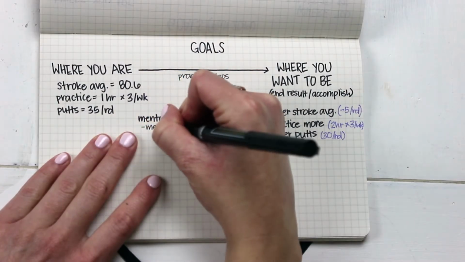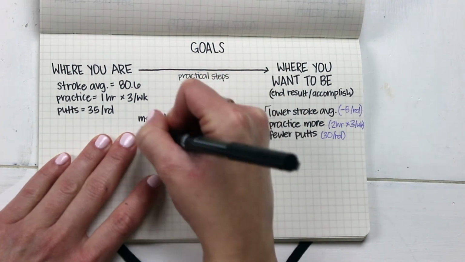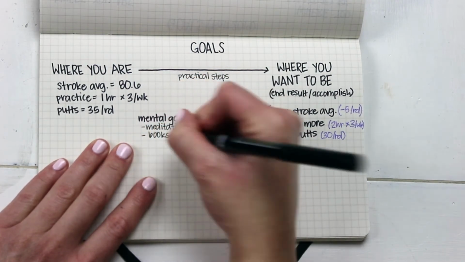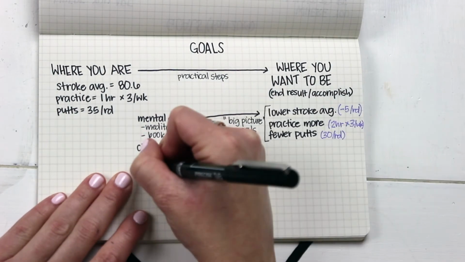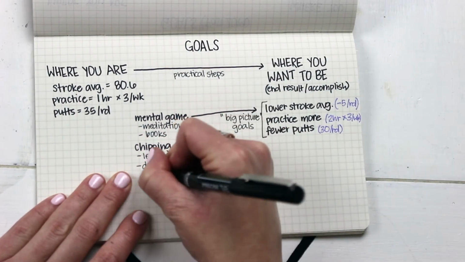Maybe I need to incorporate meditation. Maybe I need to read some self-help, some mental game books. Those are things that you can actually do. You can check those off a list. You know if you did or did not do those. Maybe another thing that's influenced your stroke average is your chipping. You know you need to improve your chipping drastically. You need to take some lessons. You need to actually devote some practice time to that.